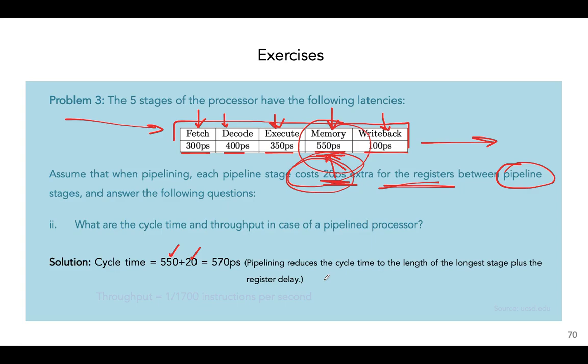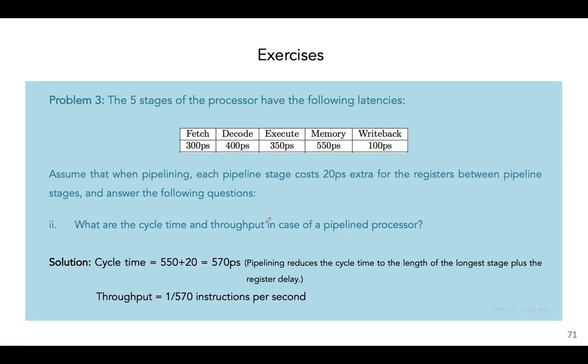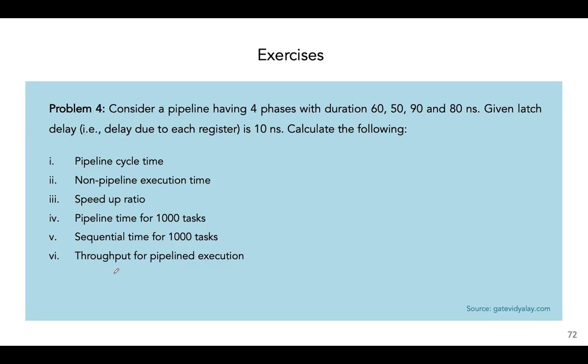So this was a very long description for something that's not that complicated, but I need you to understand this very, very clearly. When we're talking about the cycle time of a non-pipeline system, you have to add all of these up. But in a pipelined system, you only have to consider the largest latency and whatever the latency of the registers is. So this is the value you get: 570 ps is your cycle time in a pipelined processor. And again, throughput, you know how to compute: 1 divided by CT, 1 divided by 570. Instructions per second is your throughput. All right, let's move on.